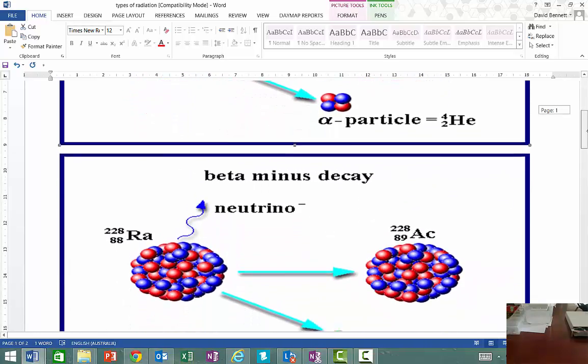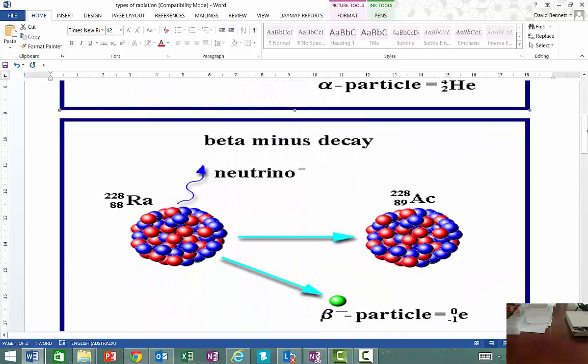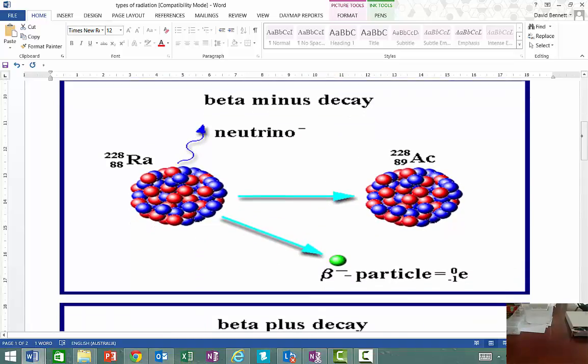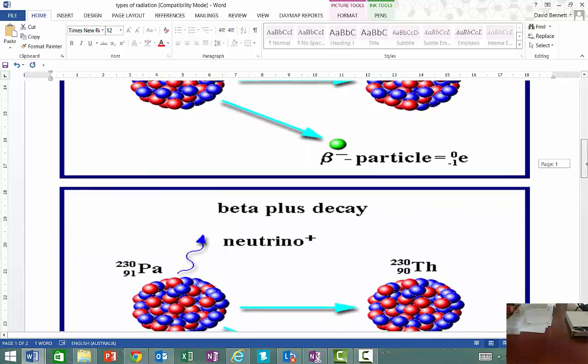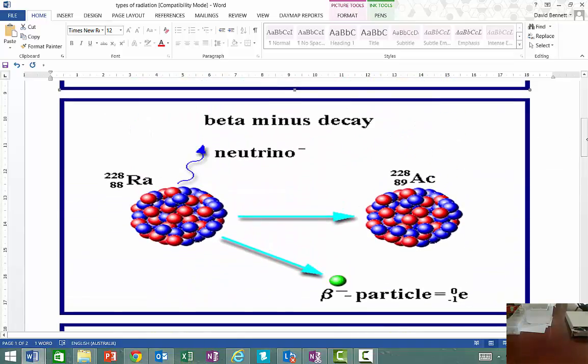Beta minus decay, now beta minus decay produces an electron. Okay, so again we have an element that goes down to something which has the same atomic mass, but it actually gains an extra proton. So therefore what we're doing is we're also gaining an extra electron. So that's our beta minus particle, and it's also producing an antineutrino. Alright, so that's that one.